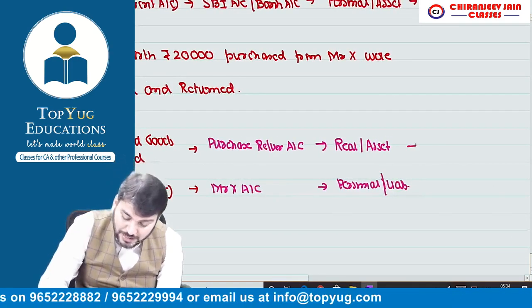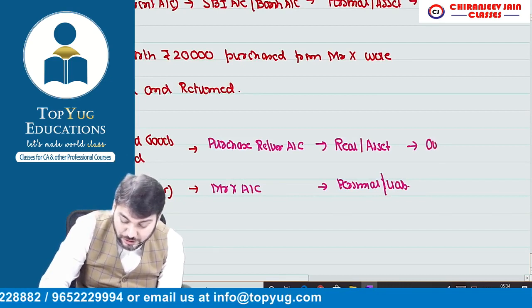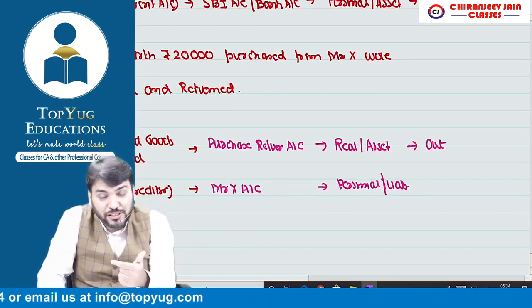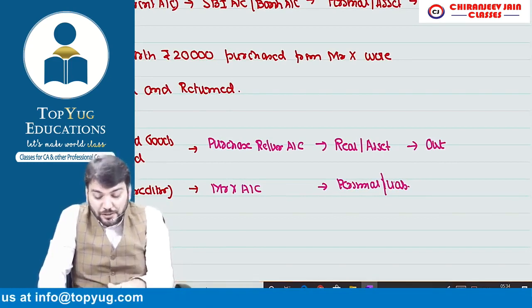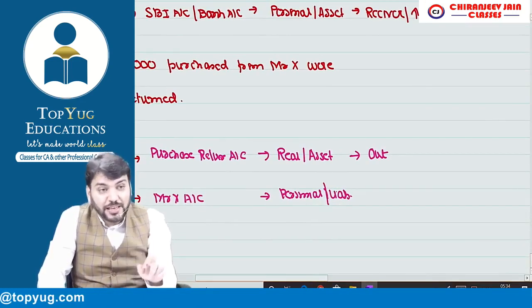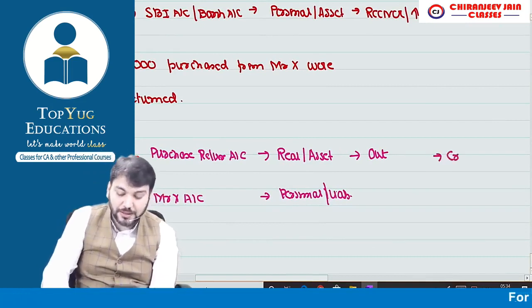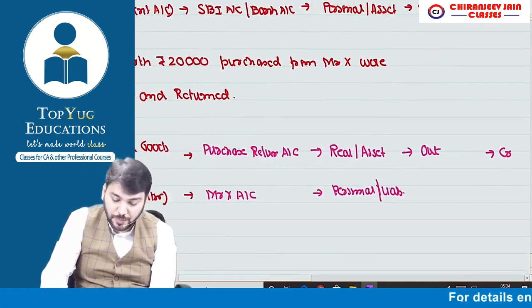Now, can I say goods is a real account? So goods is going out. Goods is going out or coming in? Debit what comes in, credit what goes out. So it means it will be credited. Understood?